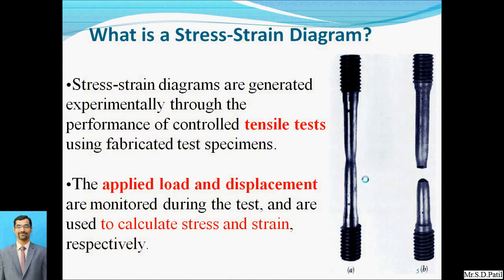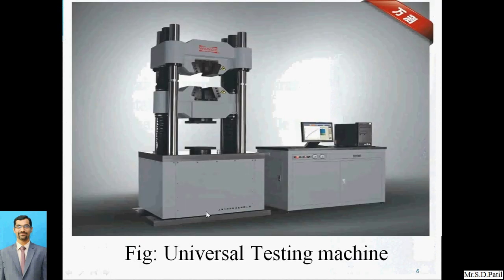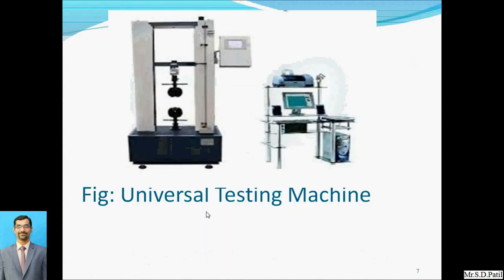So how is the stress strain diagram obtained? Stress strain diagrams are generated experimentally through controlled tensile tests using a fabricated test specimen. The applied load and displacement are monitored during the test and used to calculate the stress and strain respectively. Here we can see the neck formation, and after that the rupture will occur. This is the UTM machine which we saw in the last lecture, used to conduct the tensile test.